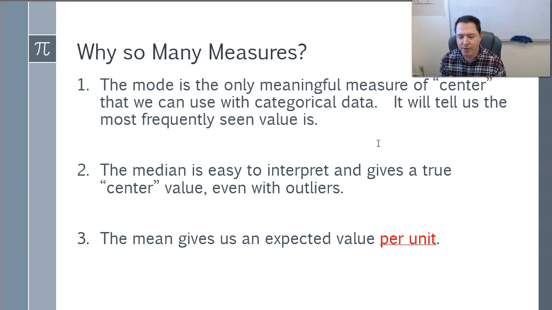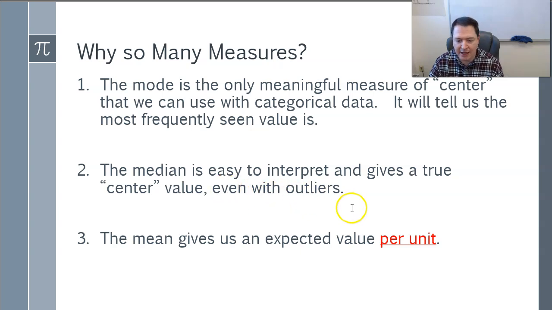So that's its most useful application, when I'm using categorical data. But in either case, whether I'm doing numerical or categorical data, it will always have that same interpretation, that it's the most frequently seen value. Okay, but as I said, its main purpose, I would argue, is for categorical data, because the other 2 can't even be used there, and it's at least telling us what the most frequent value is. So the median is easy to interpret, right? About half my data is less and about half is more. And it gives a true center value, right, where we can actually understand what that center means. It's literally the center of my data set.